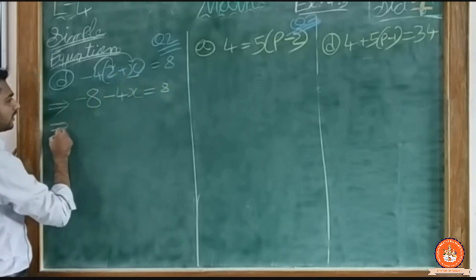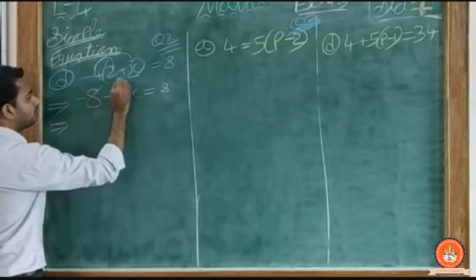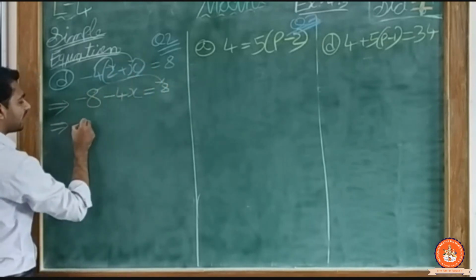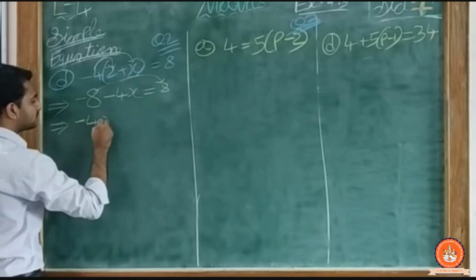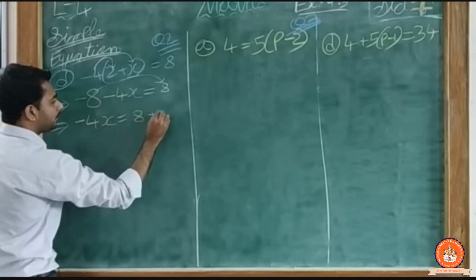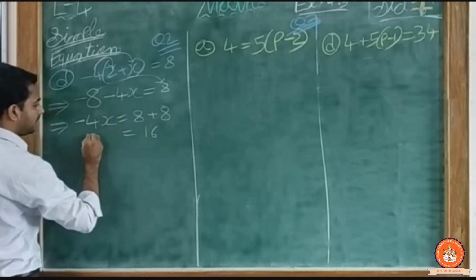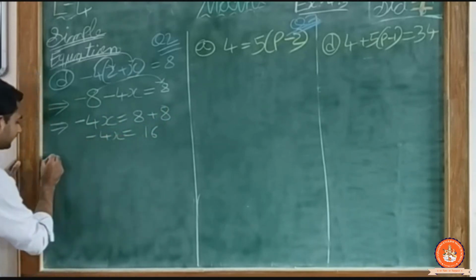Clear, students? Equal to sign. I want to find 4x, that means I will keep the subject over here and 8 will go on the right side. That means minus 4x is equal to 8. It is minus 8, it becomes plus 8. That means 8 plus 8, that is 16, and 4x as it is.